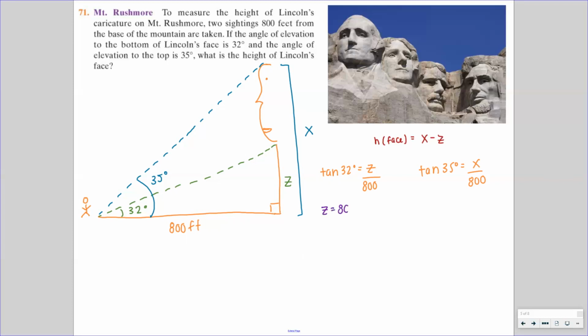So Z is equal to 800 times the tangent of 32 degrees. X is equal to 800 times the tangent of 35 degrees. And so my goal here, you guys, is to plug into my calculator only once. If I can do it with one single calculator calculation, that's going to make sure that I'm not rounding anything before I get my final answer. All right, so the height of Lincoln's face then is going to be X minus Z. It's 800 tangent 35 minus 800 tangent 32 degrees. Just plug that into your calculator.